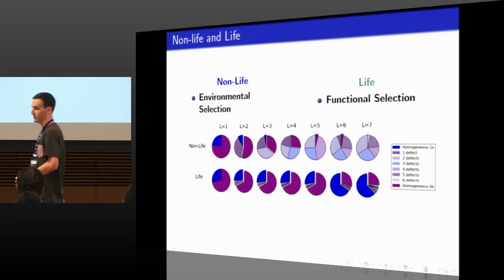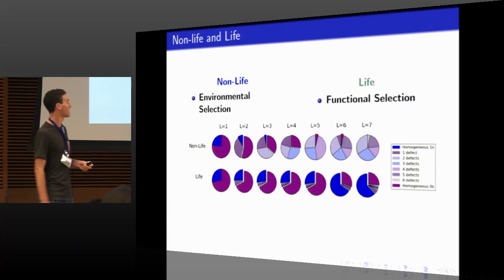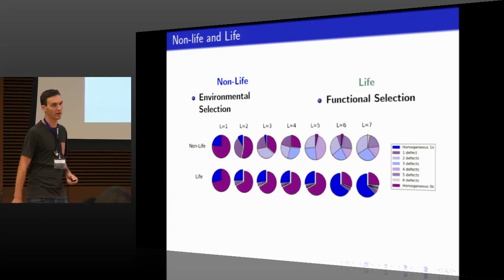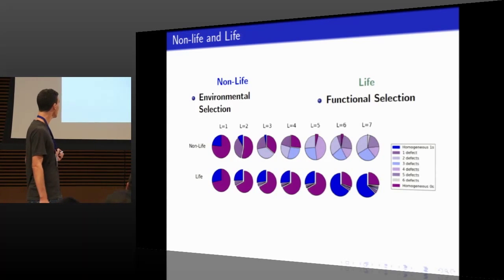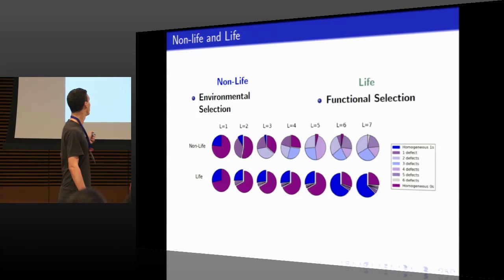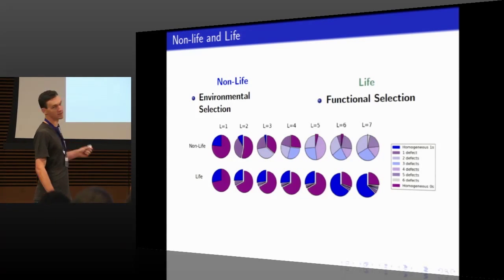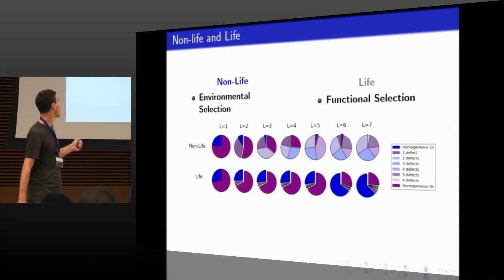So this is a slightly different plot. If anybody was at my talk at AbGradCon, this is a little bit different. So what I did here is, again, you have all the different length scales, 1 through 7. And on top is non-life, and on bottom is life. So the solid purple is the pure purple sequence, and the solid blue is the pure blue sequence, right?